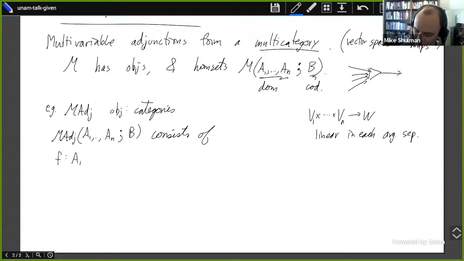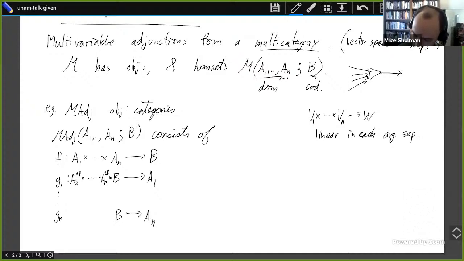So there's an F that goes from A1 across An, down to B, and then there's a G1 up to Gn. Each of them is going to land in the corresponding A. And in the domain, it's got a B, and then it's got all the other A's with ops on them: A2 op cross up to An op cross B, and then here A1 up to An minus 1. So each of these is an n-variable functor that lands in one of these n plus 1 categories, and then we have Homset isomorphisms like this.